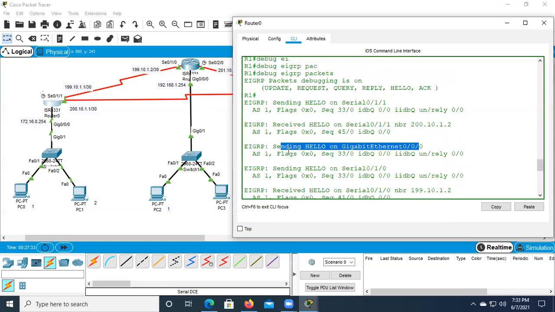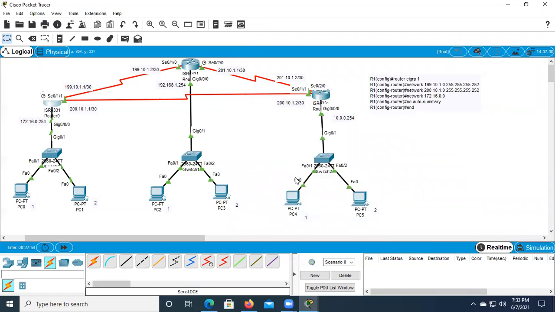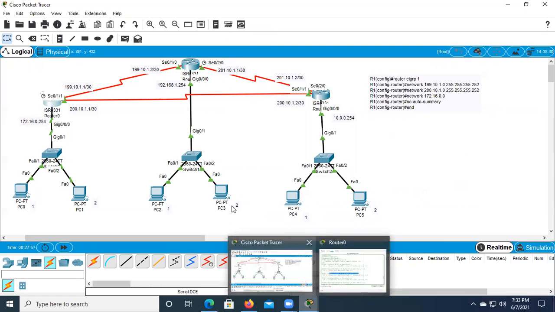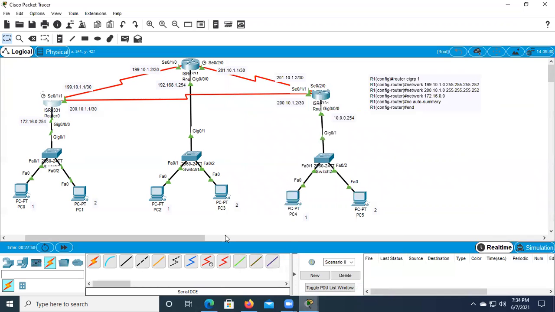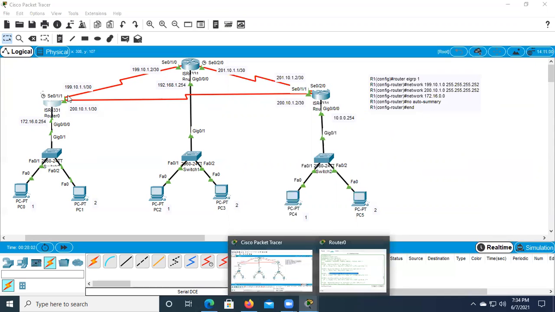Sir, when we enter debug EIGRP packets, there is a hello message sending and receiving on router 1. I have a doubt: when it sends the hello message to routers in the network, does it go to all other routers or only the destination router? Actually, a router which is directly connected, connected with the same network, is called a neighbor router.